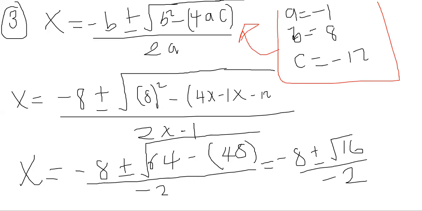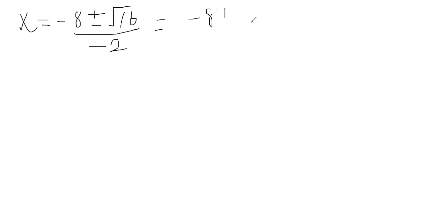So we go to the next slide. Then we will have what? x equals minus 8 plus or minus the square root of 16, over minus 2. So this will give us minus 8 plus or minus 4, since the square root of 16 is 4, all over minus 2.